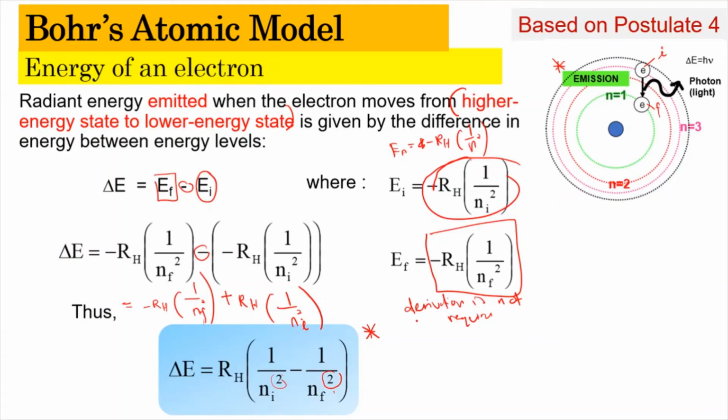Because we are moving from a high energy state to a lower energy state, you know that the energy level of ni is going to be higher than nf, for example 3 to 1. And remember, RH here is equal to 2.18 times 10 to the power of negative 18 joules, similar to before.